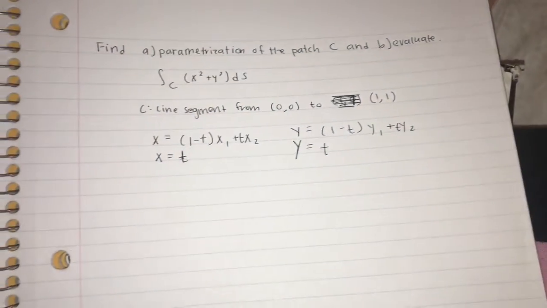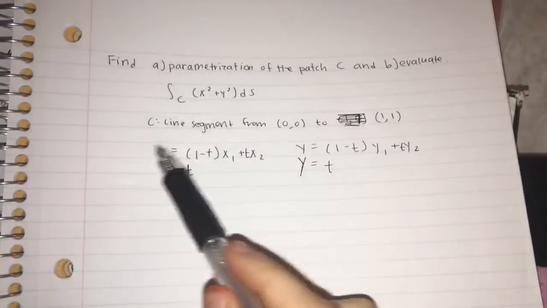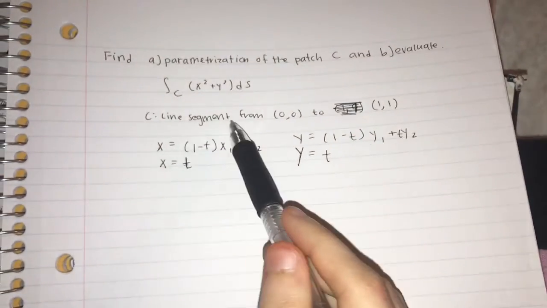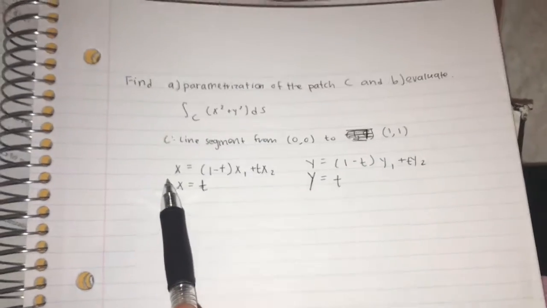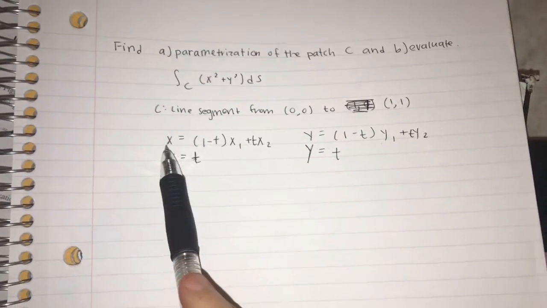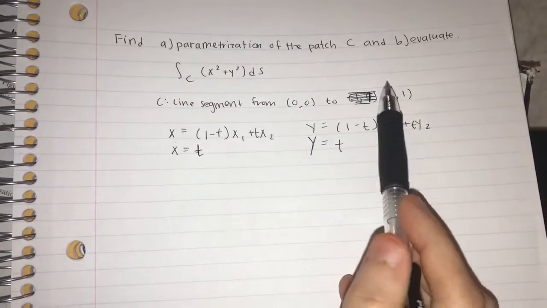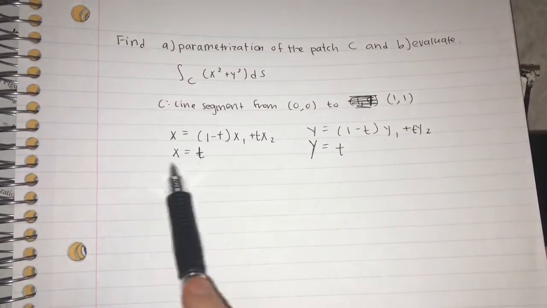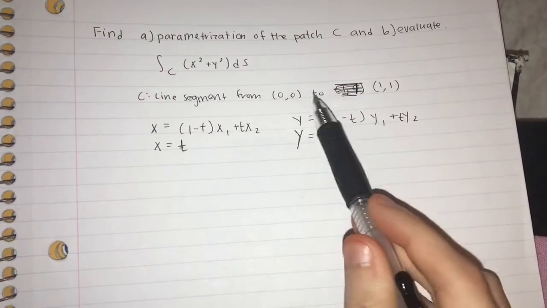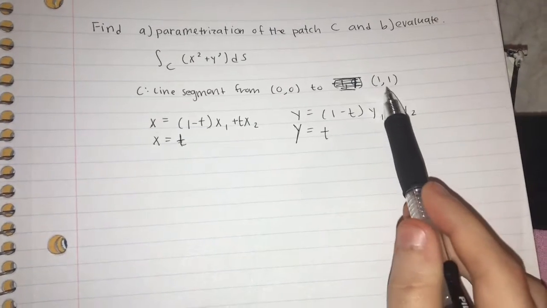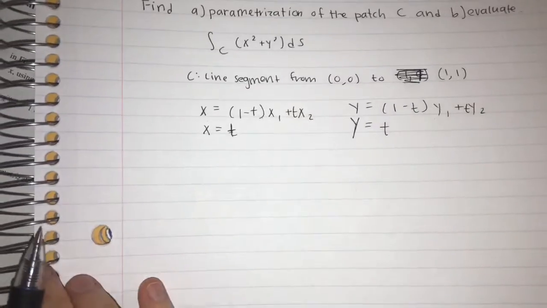If you were told to find the line integral for a problem where you're not given the parameterized function, and you're just given a line segment from one point to another, you would have to find the parameters yourself. There's a formula for this: x equals (1 minus t) times x1 plus t times x2. This would result in x equals t. And same thing for y: y equals (1 minus t) times y1 plus t times y2, so that would also result in y equals t.